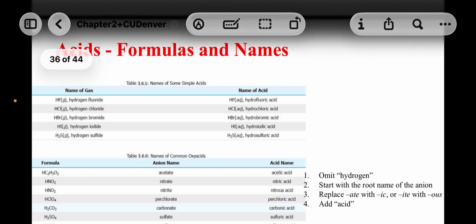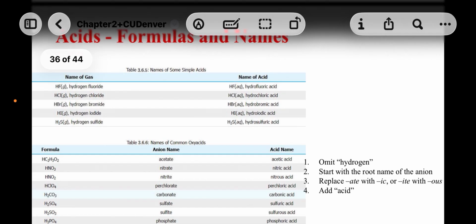Okay. Acids, formulas, and names. We will briefly examine acids and bases. Acids are named by modifying the anion name. Ate becomes ic, and ite becomes ous, followed by the word acid. Bases, on the other hand, often contain hydroxide ions, such as sodium hydroxide or barium hydroxide.